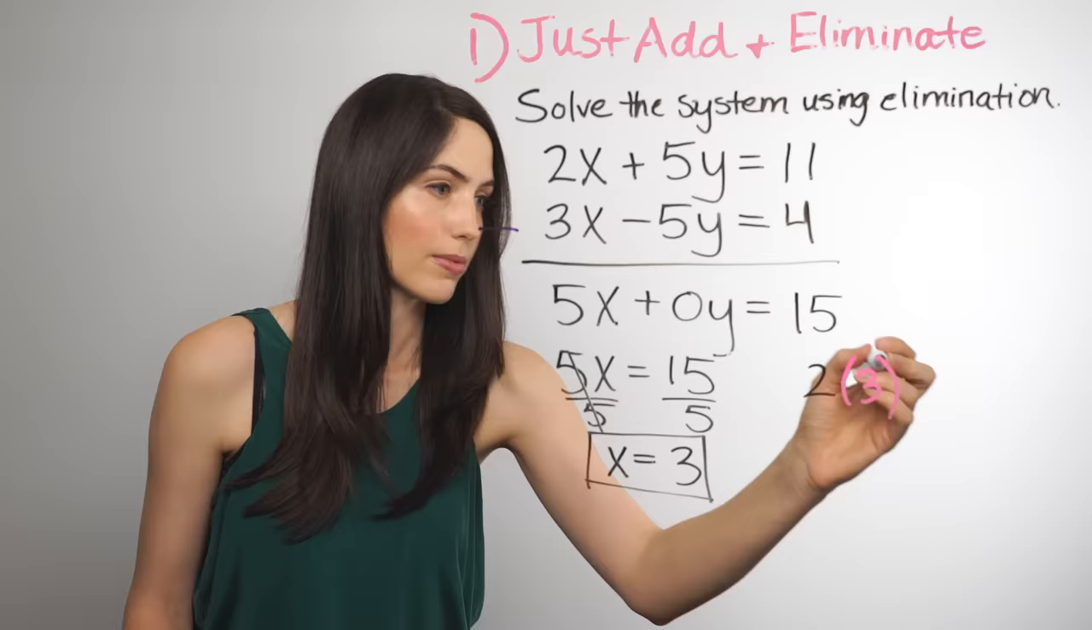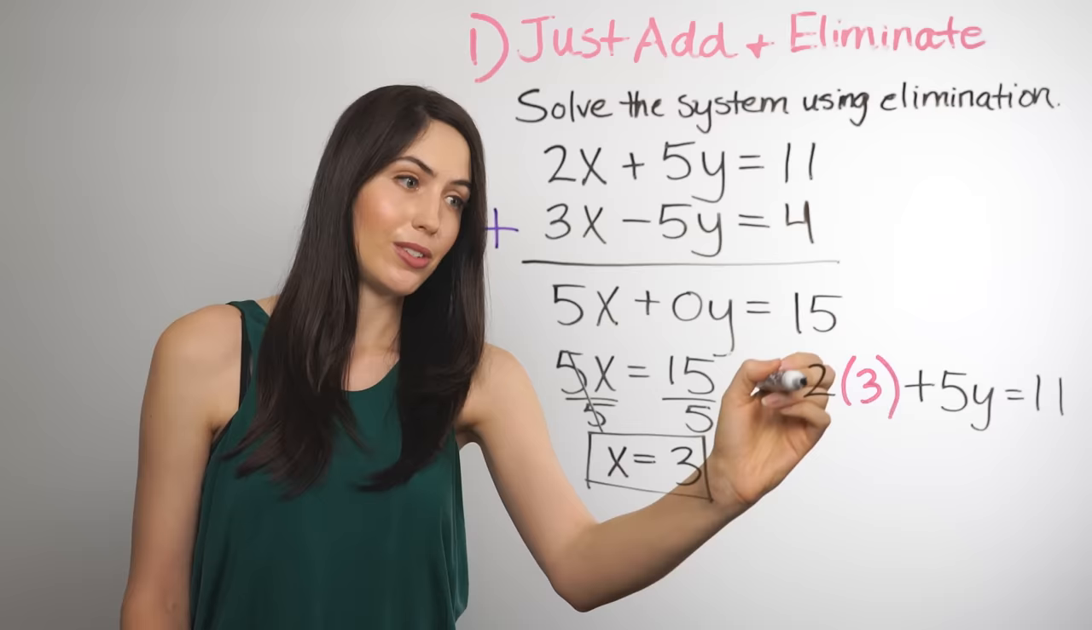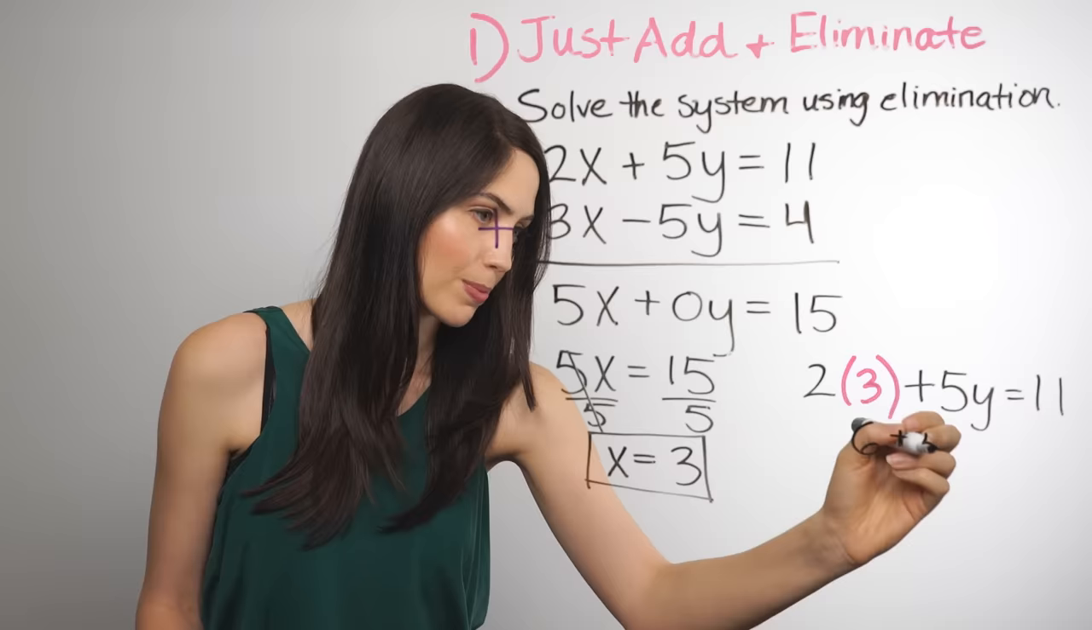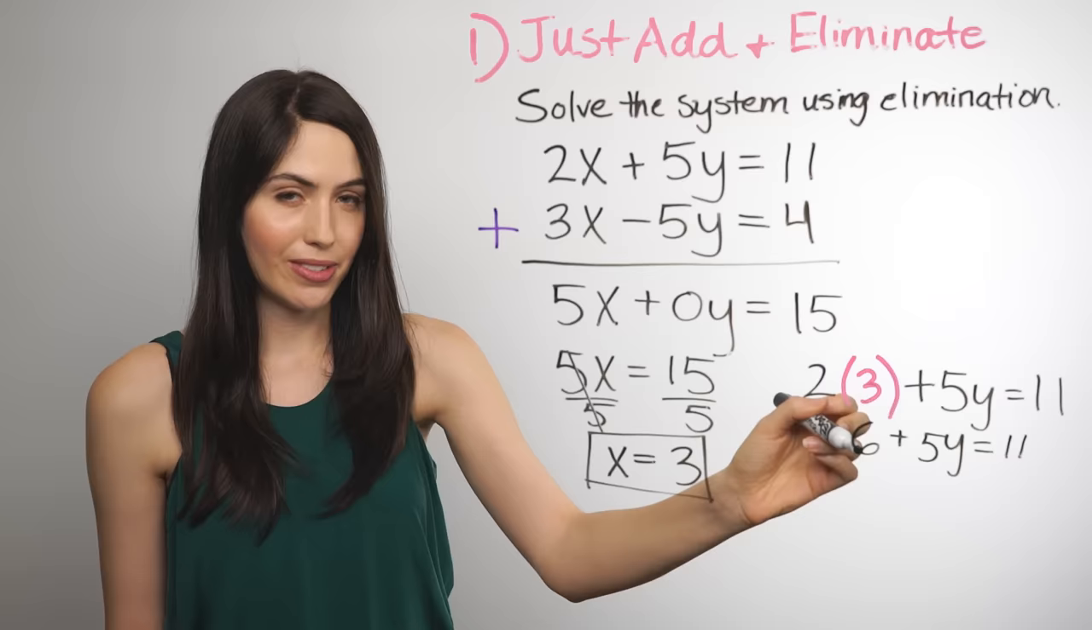So I took 3 and plugged it in for x. In this first equation, I picked this one, so 2 times 3 plus 5y equals 11, and now we just have a y variable, so we're going to be able to solve for y. Let's simplify this. 2 times 3 is 6, and what we really want is y alone, so we need to get the 5y term alone and subtract off this number 6, so minus 6 from both sides.